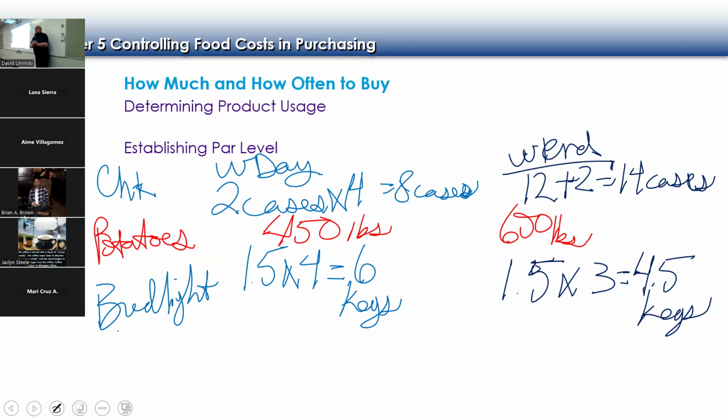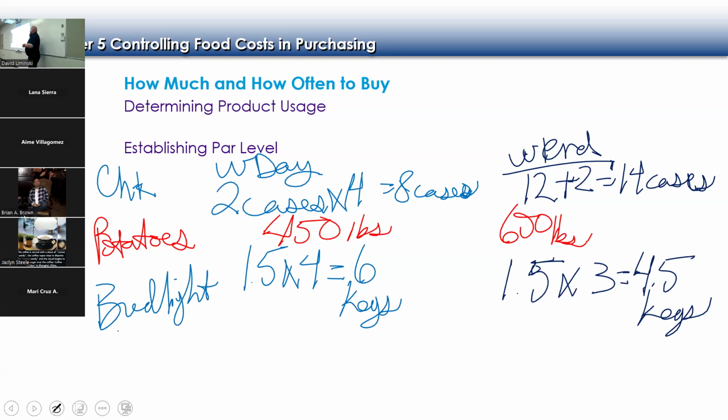So our potatoes, our weekday par is 450 pounds. Monday is how much? 100. Tuesday is 100 and Wednesday 100. So that's 300. And then Thursday is 150. So that's where we get our 450 pounds for our weekday par. So when that truck drives away on Monday, I should have 450 pounds of potatoes in my restaurant in order to make it through the week.